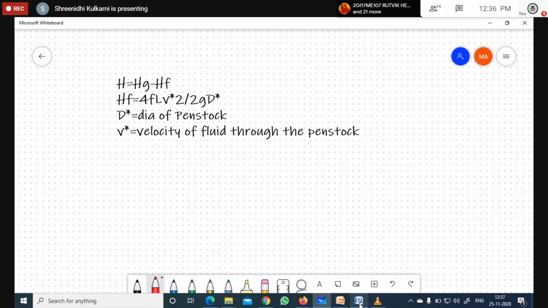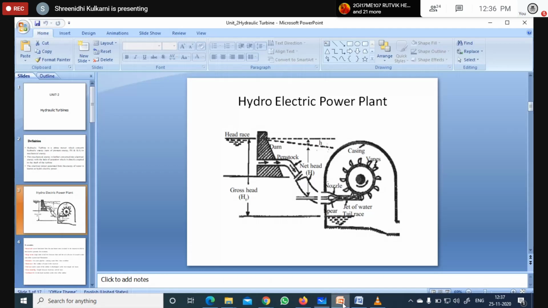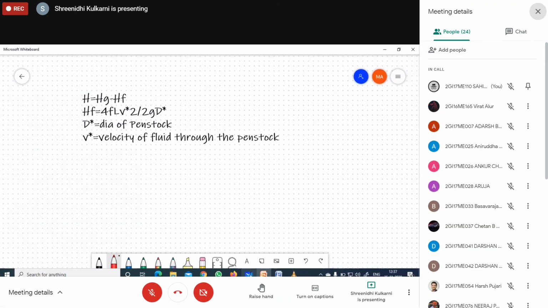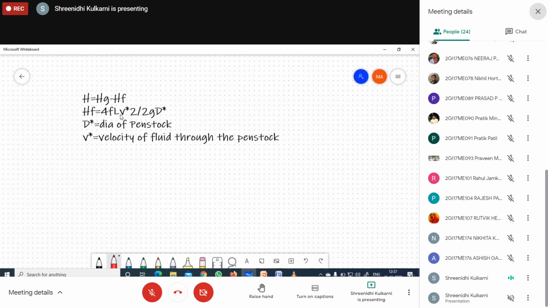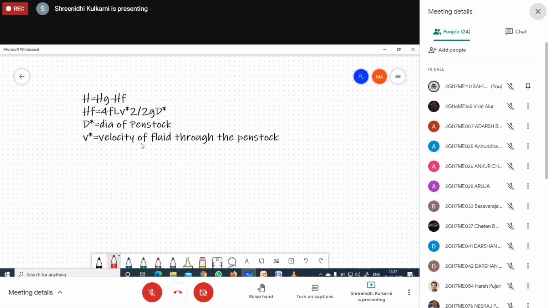The reason is, while coming to the penstock, whatever water is passing through the penstock, up to the nozzle, we can call it the penstock. After that, here also we are getting some diameter. So that's why in this formula I mentioned 4FLV star. V star is nothing but the velocity of fluid through the penstock.